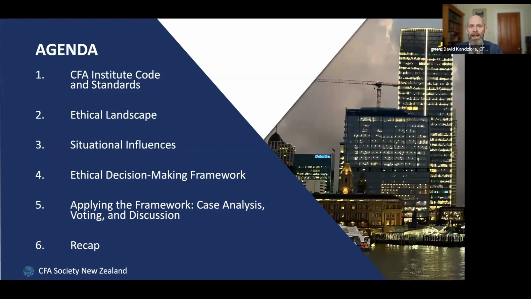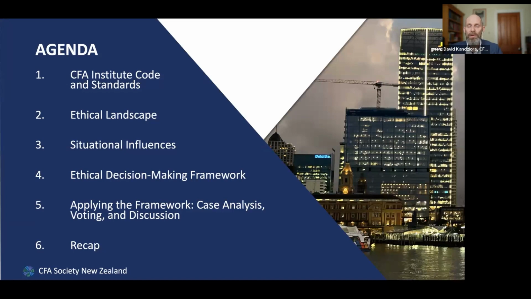So on the agenda today, we've got the CFA Institute Code and Standards. Again, I will just run through them briefly to remind everyone what they are, but we won't go into them too much. There's also the ethical landscape of where we stand as finance professionals, general trust with consumers. It's quite interesting. There's also a section on situational influences and how that affects our ethical decision-making.